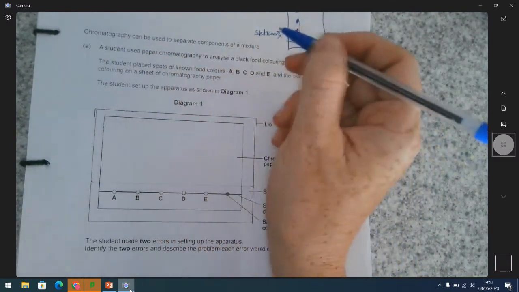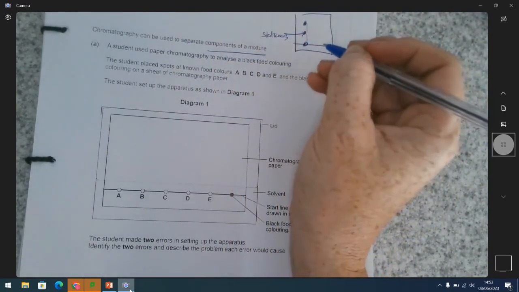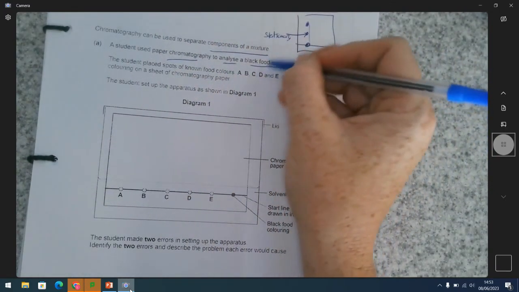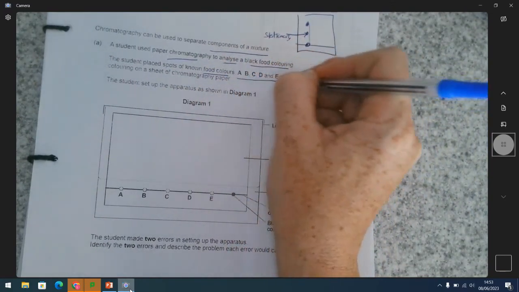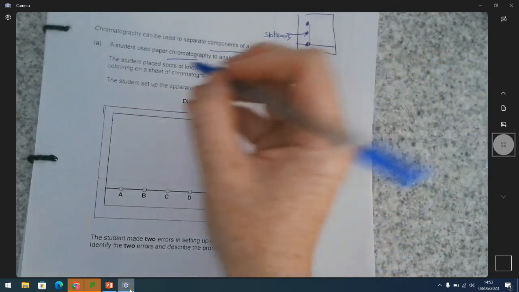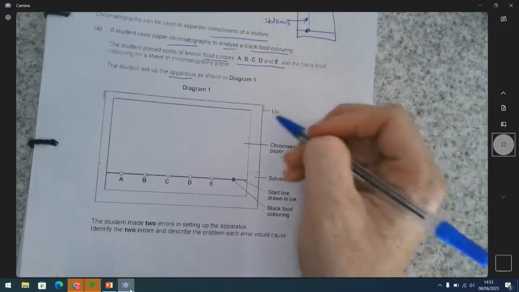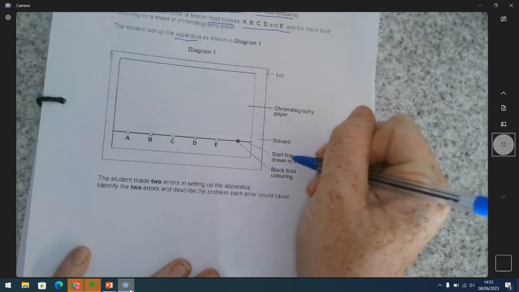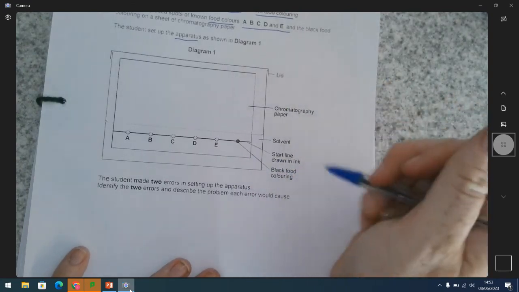So chromatography can be used to separate out components of a mixture. A student uses paper chromatography to analyse black food colouring dye. So they're analysing that. That's my mixture. They place spots of known food colours A, B, C, D and E and the black food colouring on the sheet of chromatography paper, and they set up apparatus, fancy word for equipment, as in the diagram below. I've got my lid, I've got my chromatography paper, my solvent, I've drawn my start line in ink and my black food colouring. So already I can see there's mistakes there.